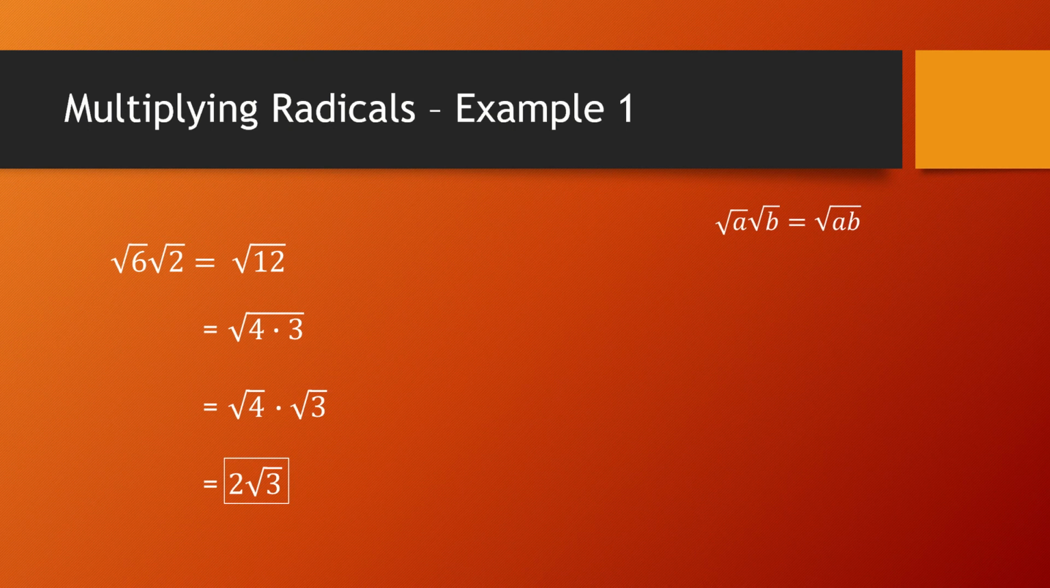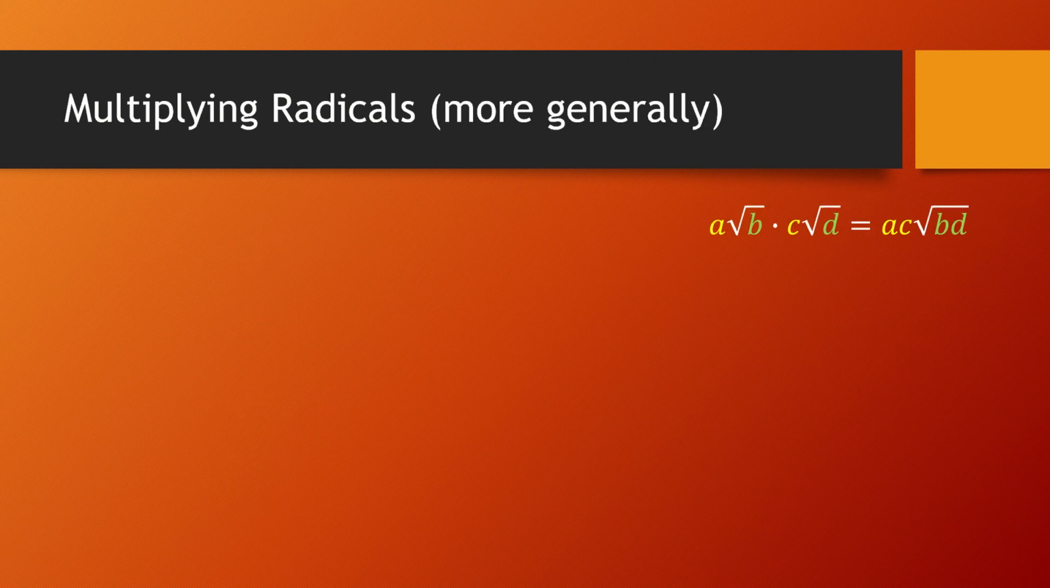Now this example did not have any coefficients, but what if there are some coefficients? So what do you do with those? So more generally here, this is what you do with those. So let's say the coefficients are a and c, then you just multiply them together like this. And then the radicands, suppose that they're b and d, you multiply them together like this. So let's see an example of how to multiply radicals when we're dealing with coefficients.